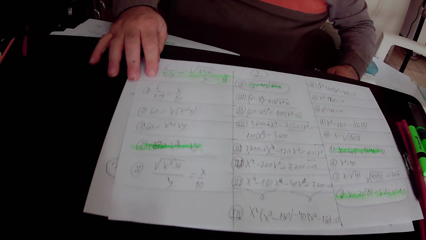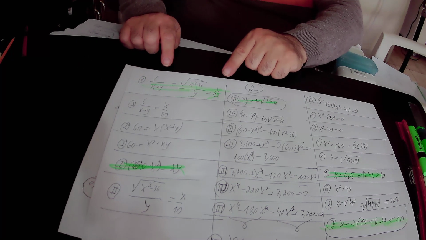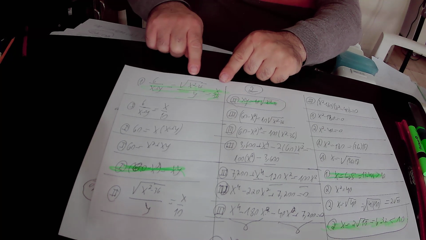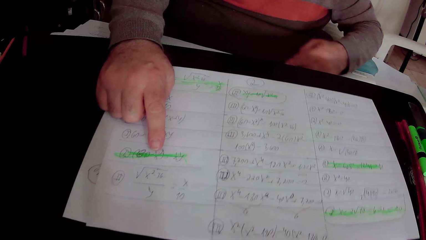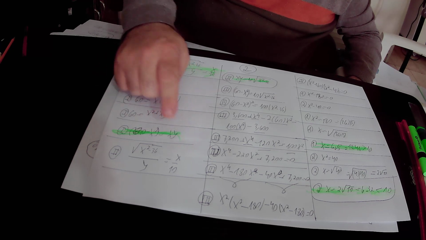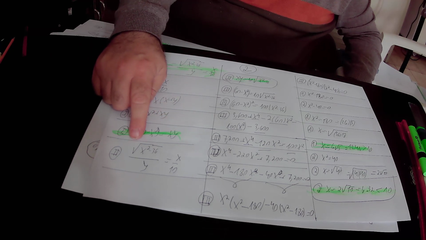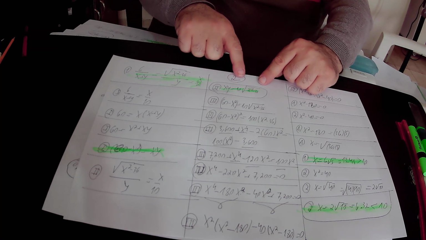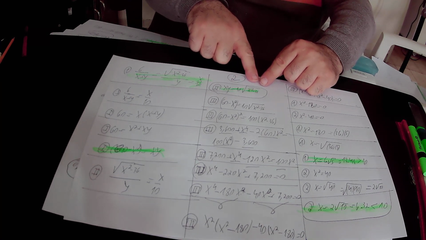Then we created equation number 2 from this long equation. Those two expressions are equal to each other. That is to say, the square root of x squared minus 36 over y equals x over 10. We cross-multiplied this equation, and we got that xy equals 10 times the square root of x squared minus 36.